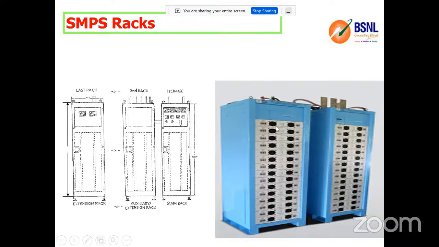And as I said, it is more flexible and compatible for higher and lower ranges of requirements. If loads increase, I can add more modules. If my loads reduce, I can reduce the number of modules. So accordingly, I can have a flexible architecture, which is an advantage of our SMPS power plant. This type of flexibility is not available in our conventional rectifier model power plant.